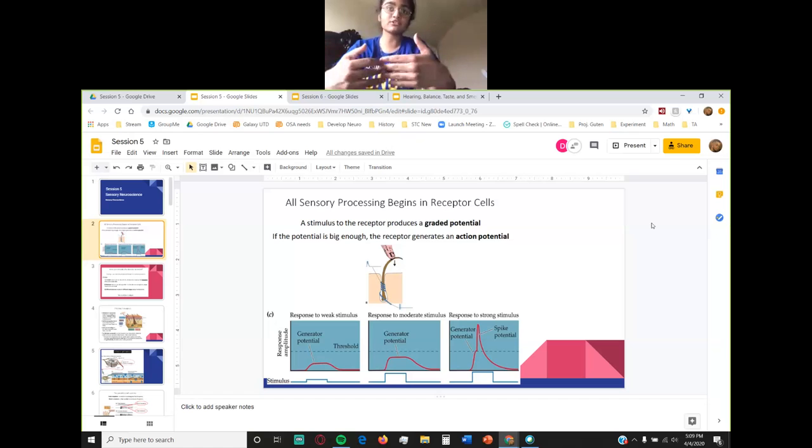And if the graded potentials add up to a potential that's big enough to generate an action potential, then it'll actually generate an action potential.